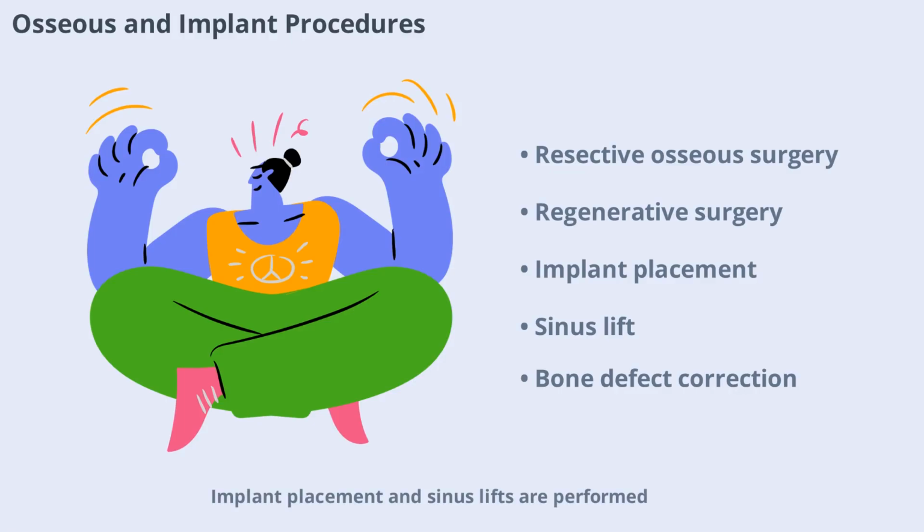Implant placement and sinus lifts are performed to replace missing teeth and restore function. These procedures require careful planning and execution to ensure successful integration and long-term stability. By utilizing modern techniques and materials, clinicians can achieve predictable results and enhance the patient's quality of life. Osseous and implant surgeries represent the pinnacle of periodontal care, offering solutions for complex cases.